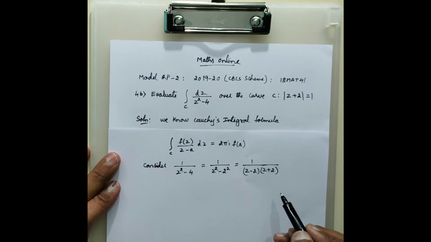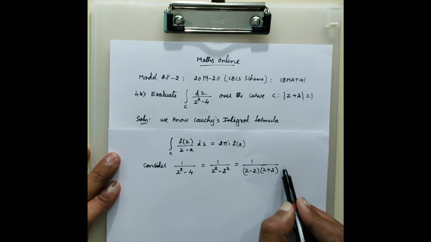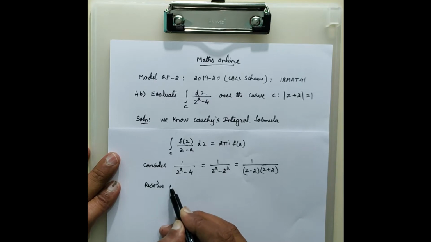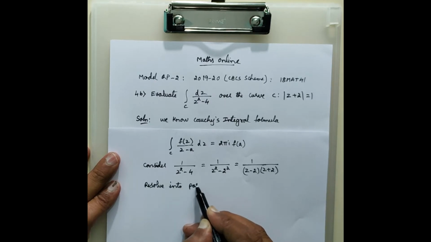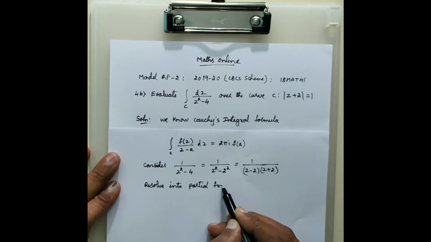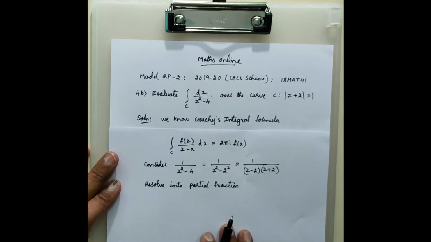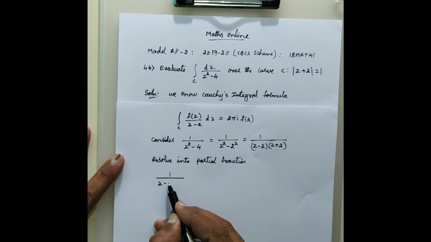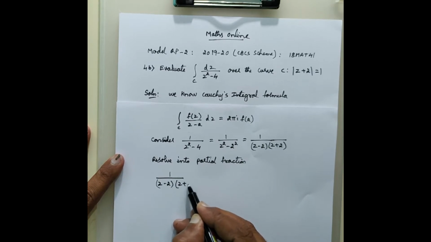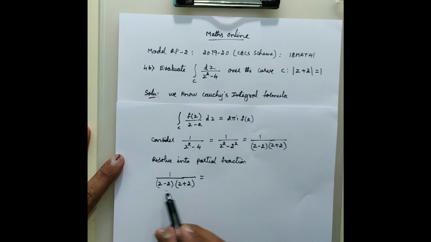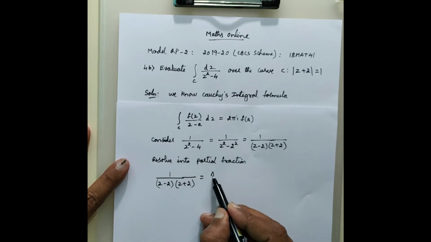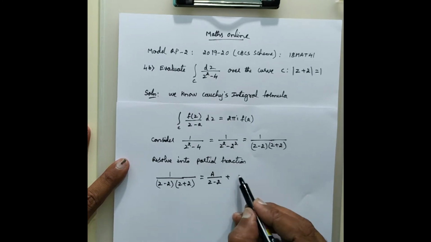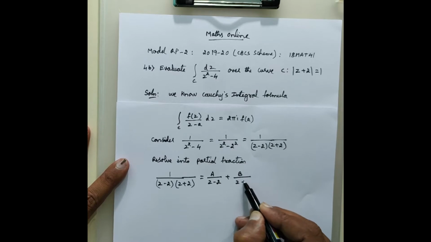So we need to resolve this into partial fractions. Resolve into partial fraction. So we have 1 by z minus 2 into z plus 2, that will be equal to, since each is a linear term, you can write it as a by z minus 2 plus b by z plus 2.